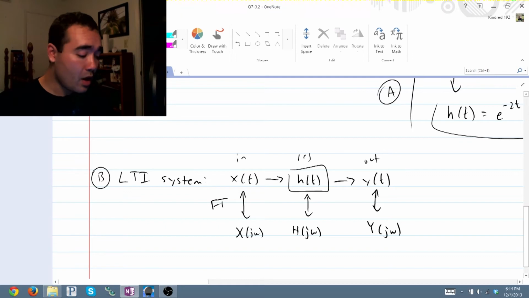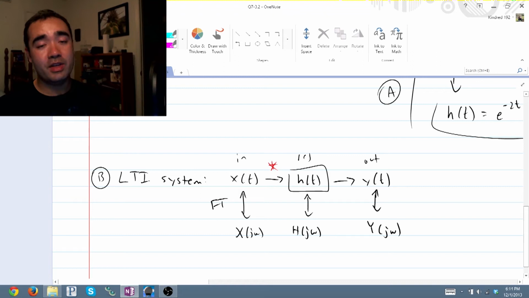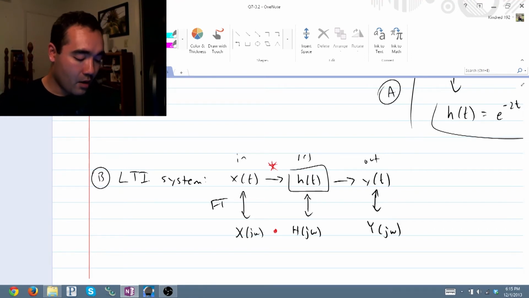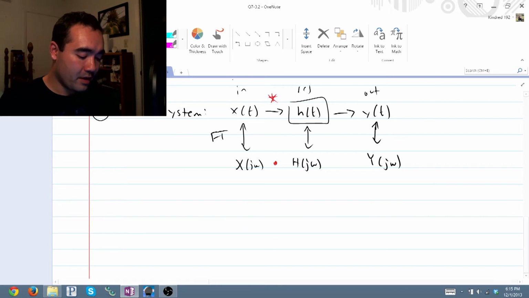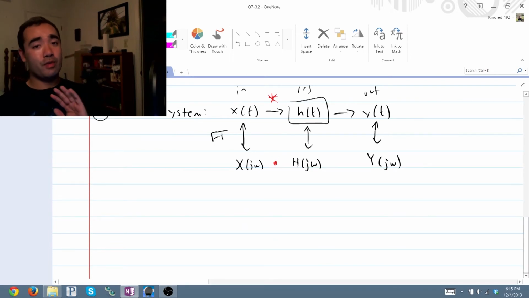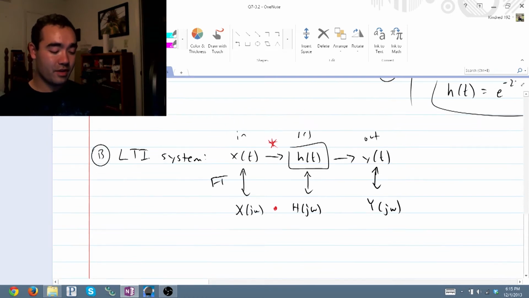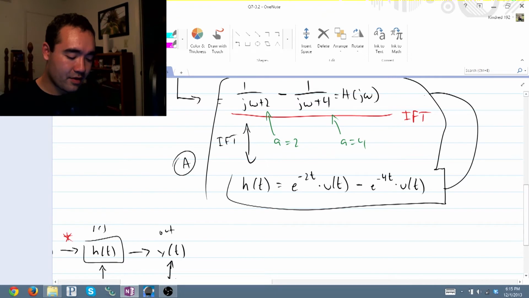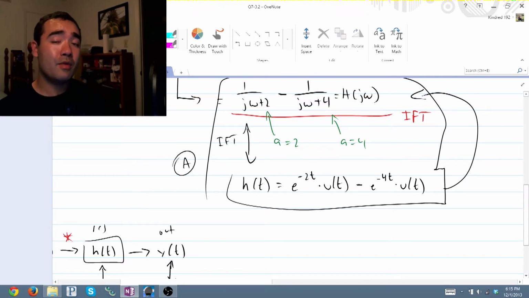Now, what's important here is that we know that this is convolution. x of t convolves with h of t to give you your output. But in the Fourier domain, in the frequency domain, it's simple multiplication, right? So instead of having to go through the process of doing convolution with these exponential functions and all of this craziness, we're just going to send it back into the frequency domain.